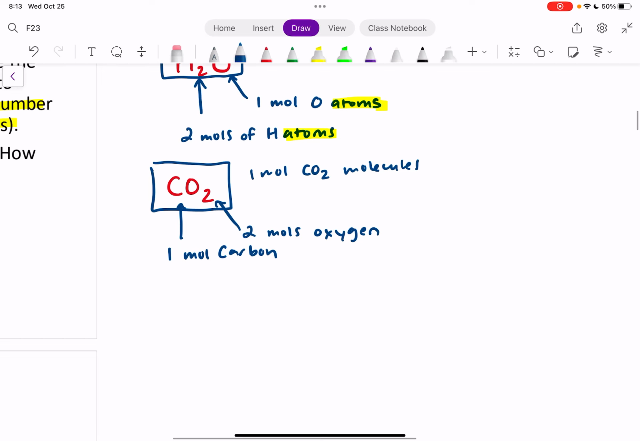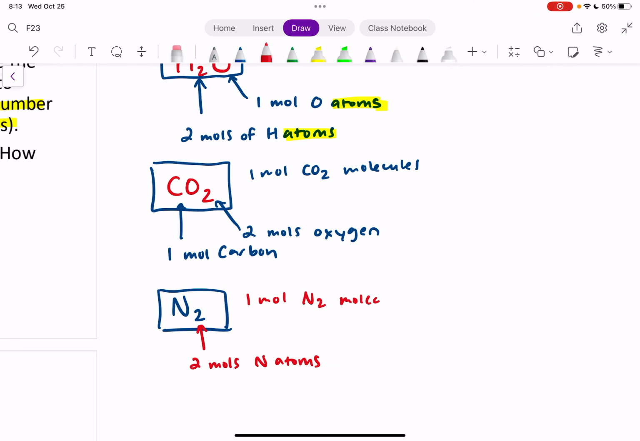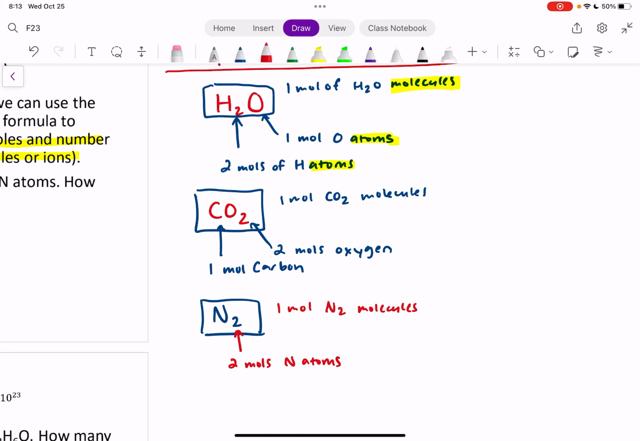Okay, now something like N2, which we're going to do an example with. We've got 2 atoms of nitrogen. That's what that 2 is telling us, right? So that means we have 2 moles of N atoms, nitrogen atoms, in 1 mole of N2 molecules. I know, it's weird, you guys, but just trust me on this one.